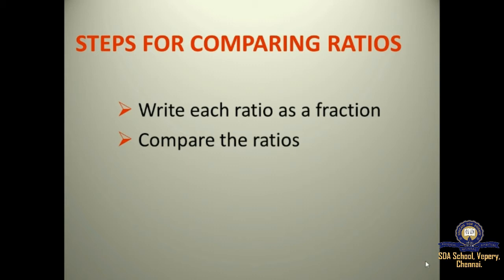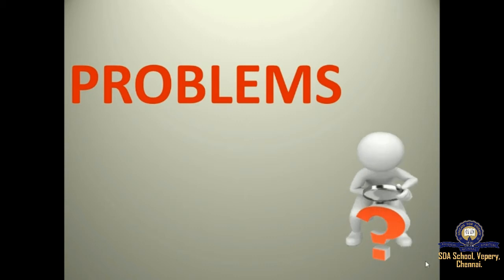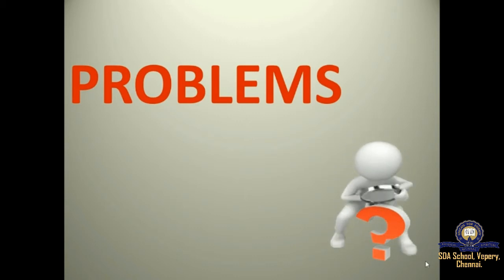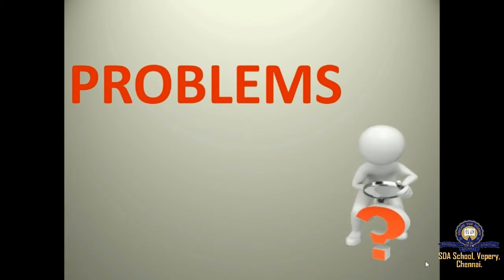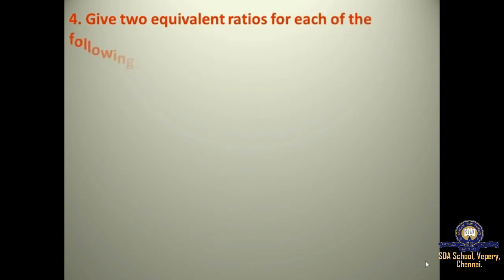Okay, so now we'll move to problems. So in today's class, I'll be solving exercise number 3.2, fourth sum. The question is, give two equivalent ratios for each of the following, okay?